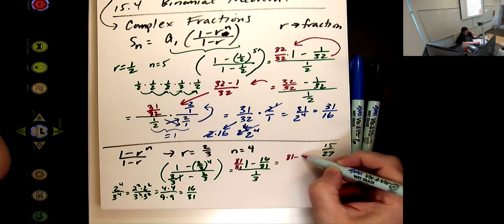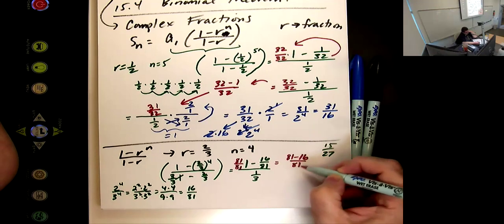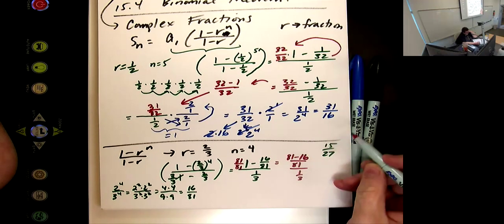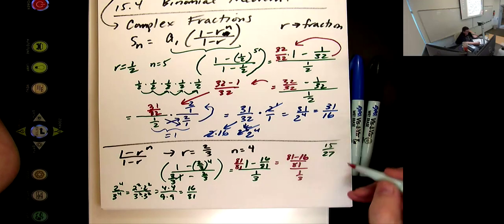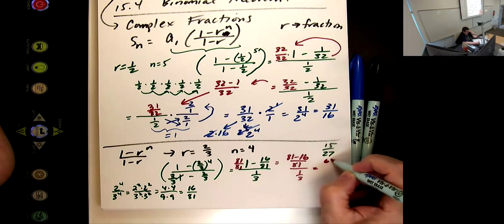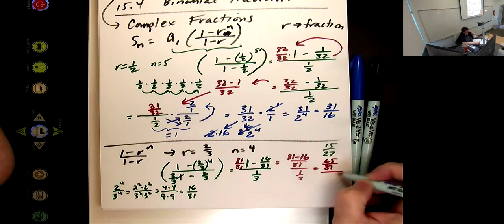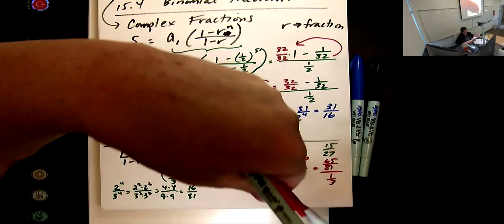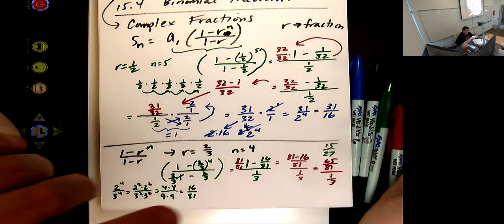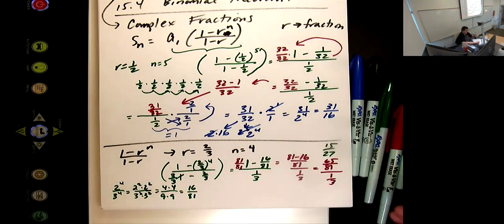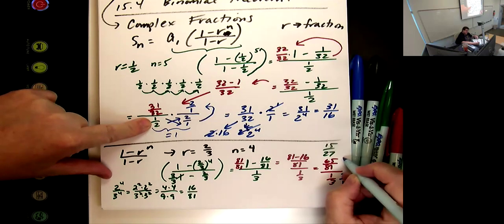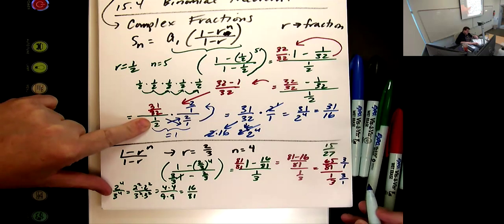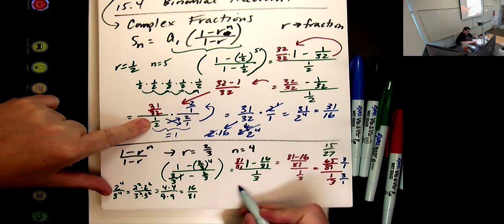So we have 81 minus 16 over 81 over 1/3. Let's see, 81 minus 16 is 65? Yes. And now we're going to do what Davis was asking about, which we showed doing up here. You multiply by the reciprocal of the bottom. So we got 65 times 3 over 81.